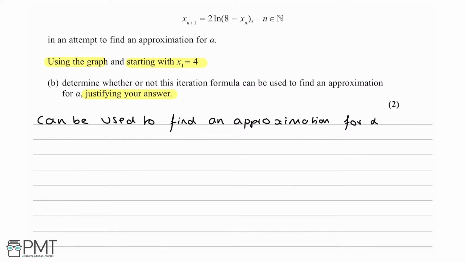And remember, we need to justify our answer. So just drawing the diagram isn't enough, so we can write something along the lines of, because the cobweb spirals inwards for our cobweb diagram.